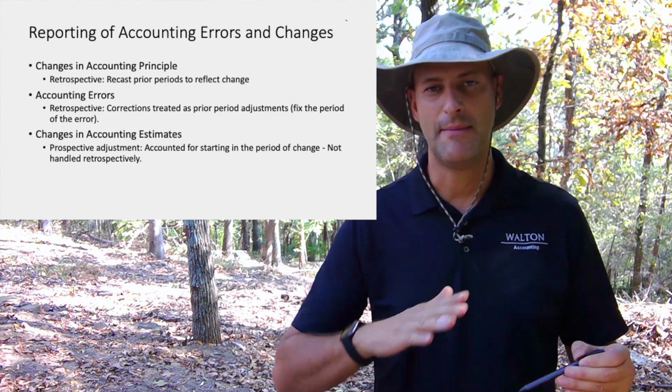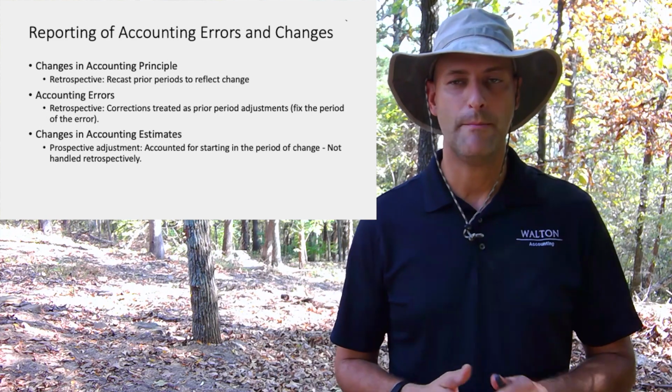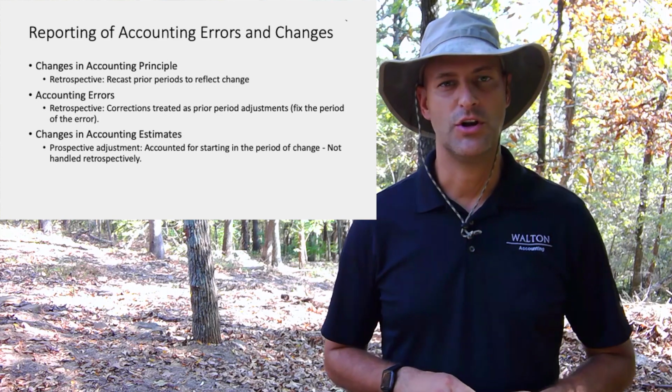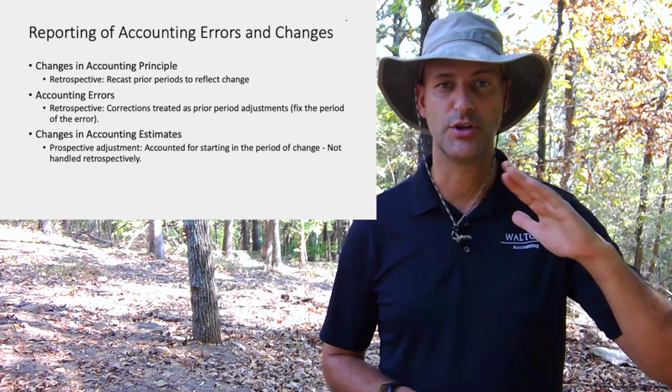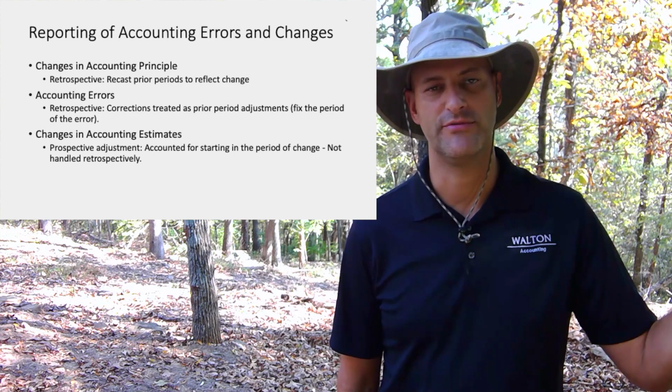Now, that may happen for any number of other reasons, but to the extent we can constrain that by changing everything going back as far as we can, that's how we're going to do it. So changes in accounting principles are retrospectively adjusted. So we recast prior periods to reflect the change.